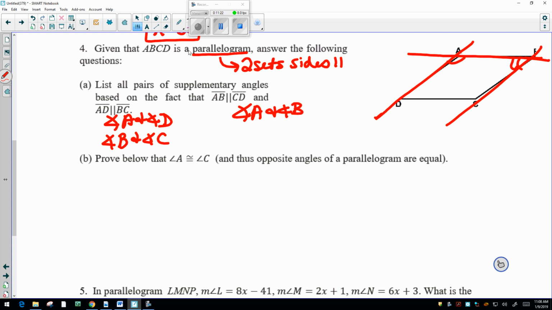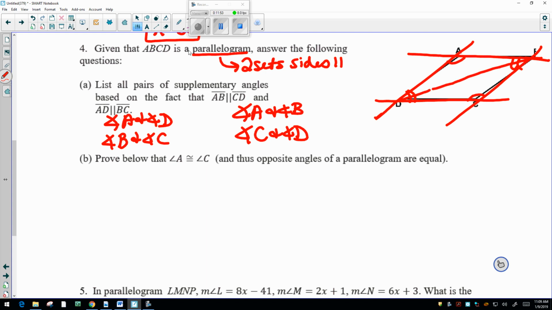And same thing with the bottom transversal. This is the transversal. Now I get angle C and angle D. So now with parallelograms, we can see we get 4 sets of supplementary angles. And now we want to prove that not only are we finding supplementary angles, but that we're finding A and C are congruent. In other words, meaning opposite angles of a parallelogram are equal. Special property to parallelograms.